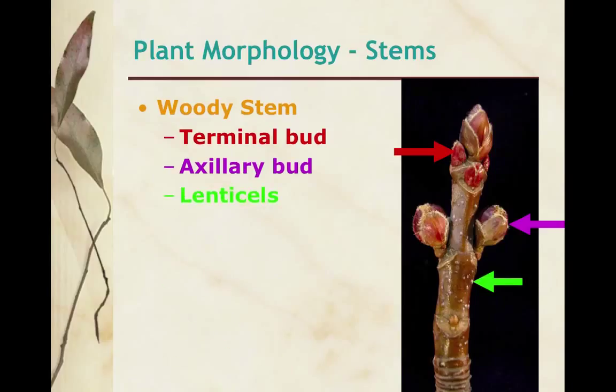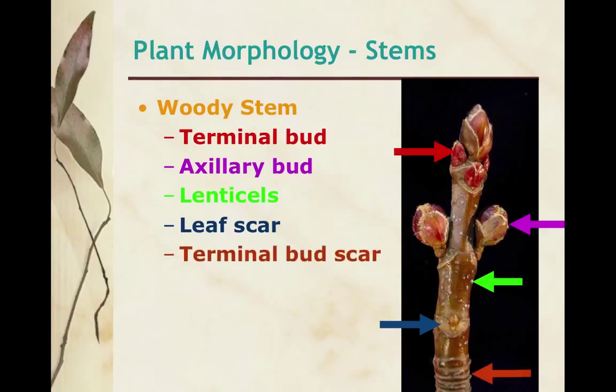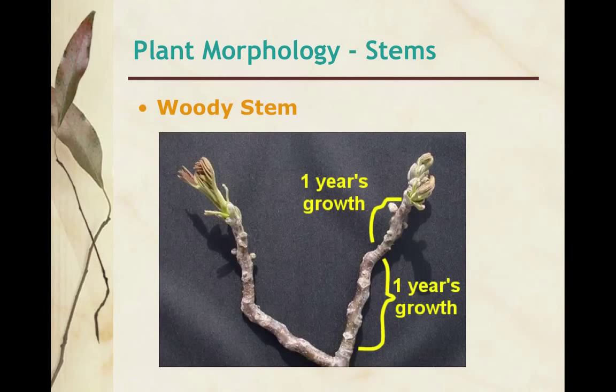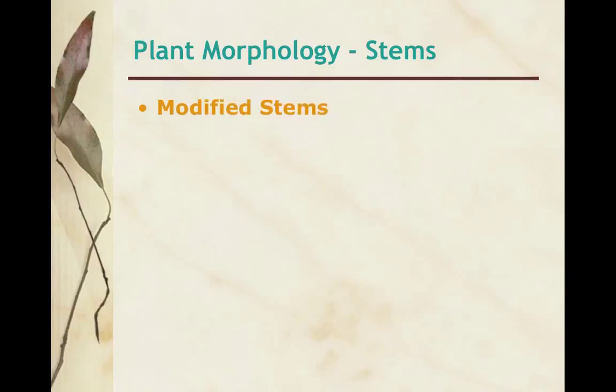The terminal buds are where it's going to grow from. Then it has what's called lenticels, which are those little bumpy things on the wood. It has a leaf scar where the leaf might have fallen off. And then it has a terminal bud scar where last year's growth occurred. Okay, so from one terminal bud scar to the next is where one year's growth occurred. Okay.